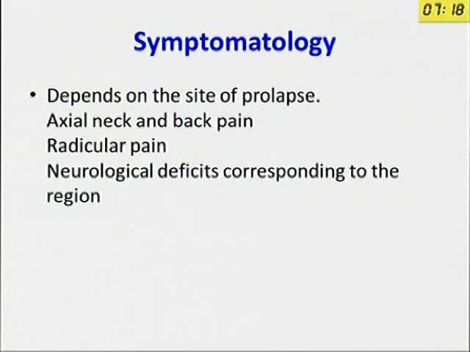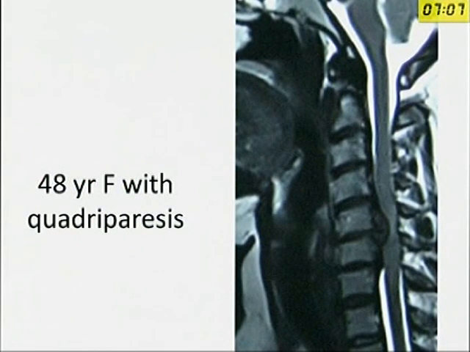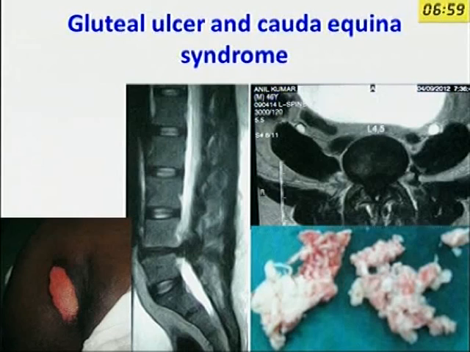So now the symptomatology, depending on the site of prolapse. There may be axial neck pain, back pain, radicular pain, and neurological deficit depending on the site of prolapse. For example, patients may present with quadriparesis, with myelomalacia and a severe disc prolapse in the cervical region. Or it may be cauda equina syndrome with gluteal ulcer, bowel and bladder incontinence, and paraplegia.